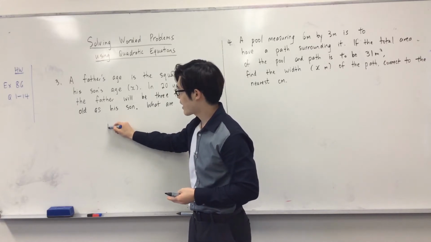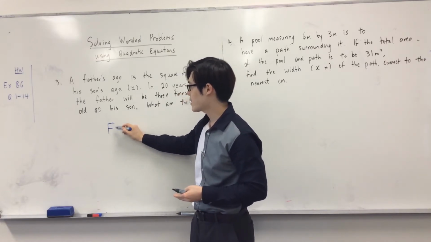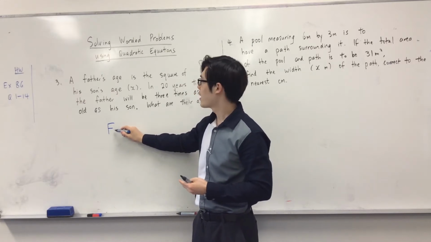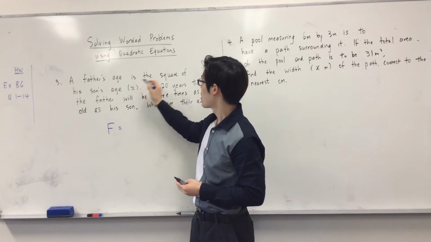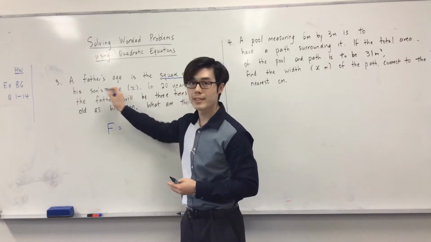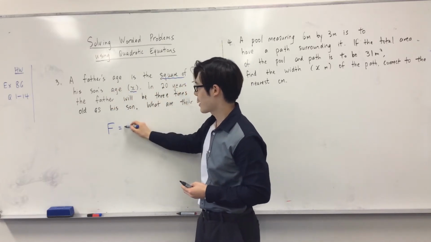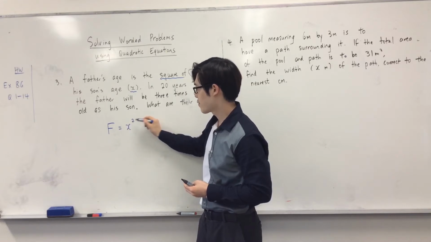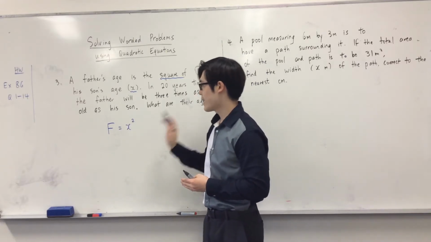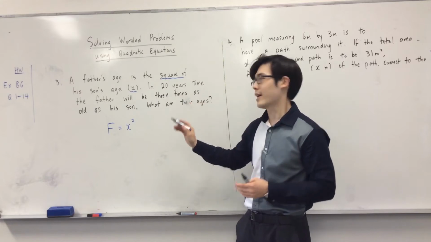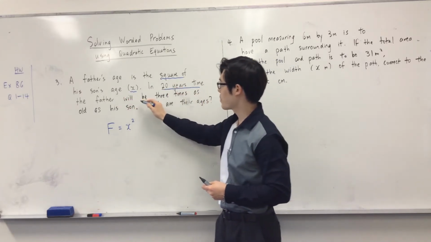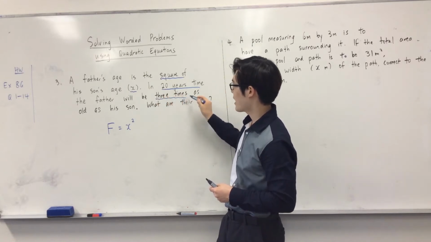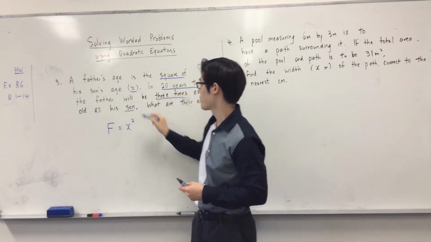Let's call it father's age, let's label it F. Okay? Let's say the father is F years old. And they're saying that F is the same as the square of son's age X. So in this case, X squared. Yep. Now, this is the tricky part. In 20 years' time, the father will be 3 times as old as his son.